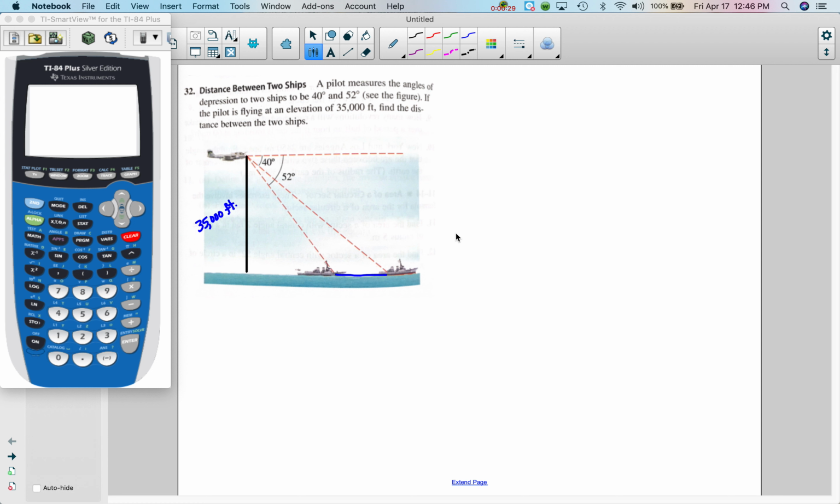Now, what I think I would do is, we know that we can figure out this angle, which is 12 degrees, 52 minus 40. We also can figure out this angle right here because we know that this one is 52 and this forms a right angle, the airplane's horizontal and my vertical line that I drew in, this was 90 degrees. So that leaves 90 minus 52, which is 38. So that would be this part here.